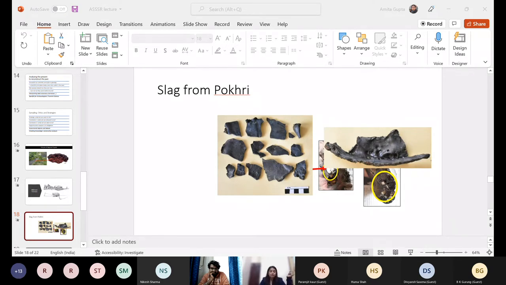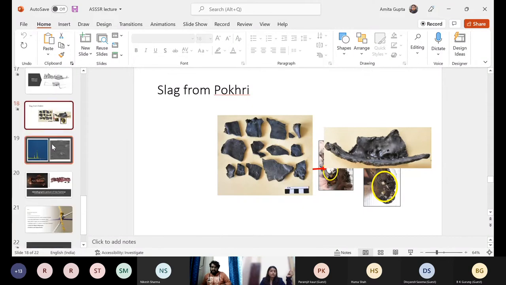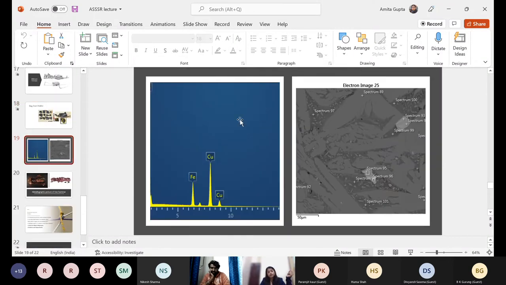So that's why I used the material sciences, and within the flat slag, I did SEM electron microscopy and I found the metal prills. As you can see in spectrum 93, there are remains of copper metal, and even in spectrum 95, you can see the remains of copper metal. But you need to zoom at least 100 times, only then can you see these things, not with the naked eye. That's why the material sciences is very important. You need to understand the waste to reconstruct the things. So I hope the things are clear.